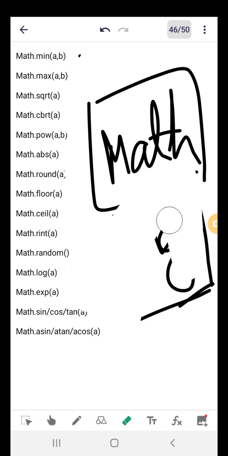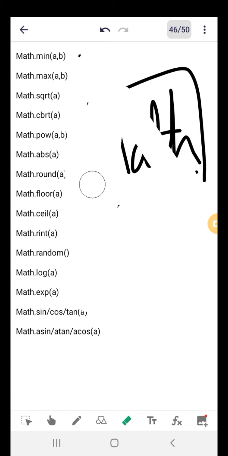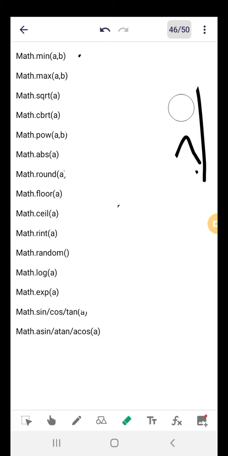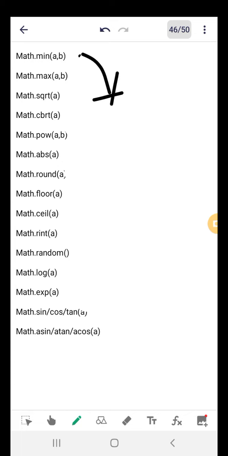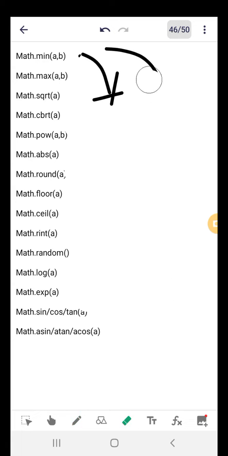Simple mathematical calculations like addition, subtraction, or division you can do without the Math class. For those you don't need to write Math dot something. But for more functions you need the Math class. For example, here are a few Math functions that I have mentioned, and I am going to explain those one by one. Just focus for a few minutes.